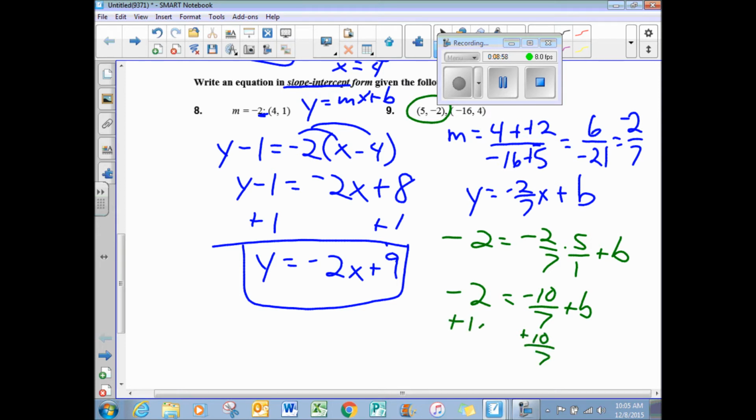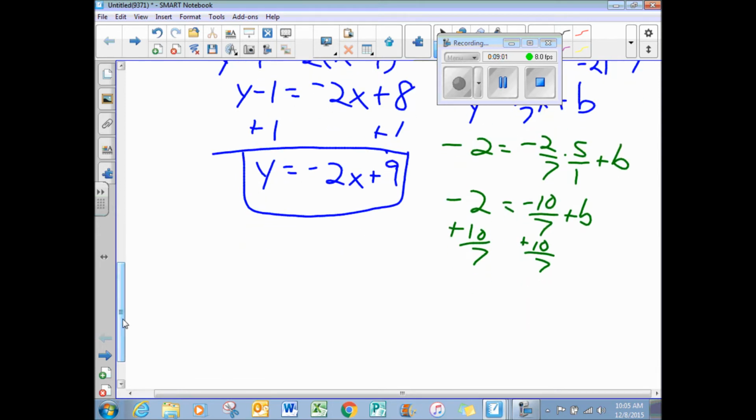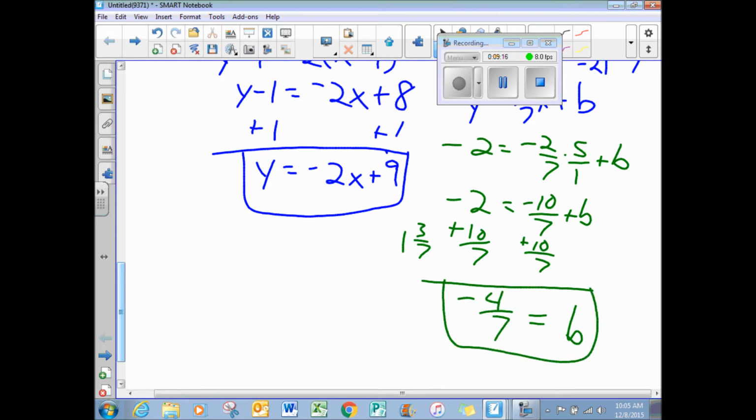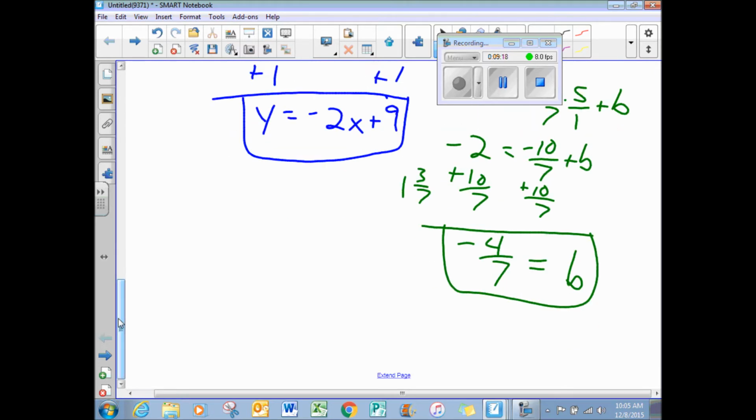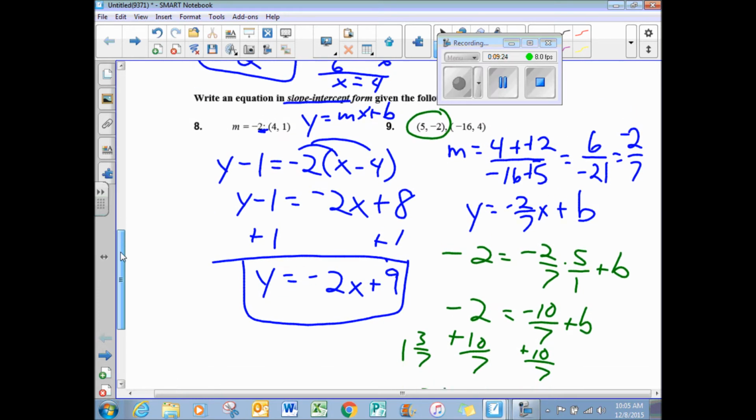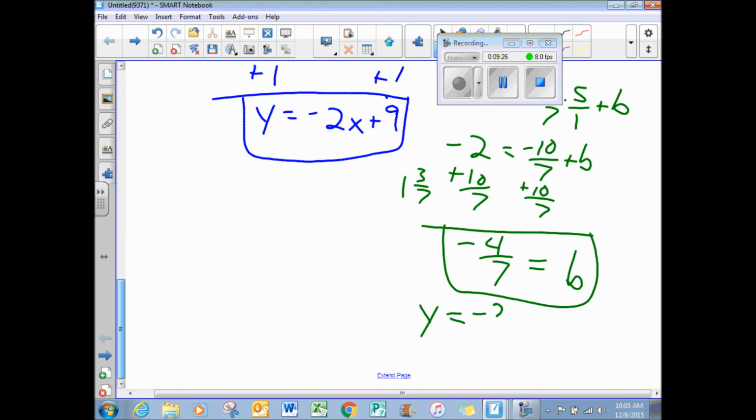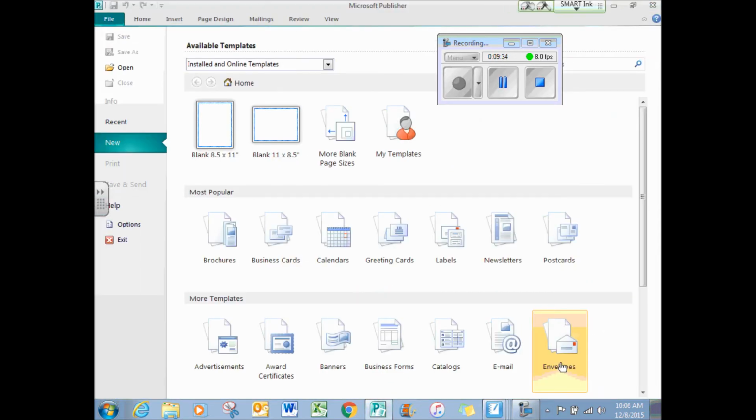That's the beauty of math. You can pick the way that works for you if there's more than one way. And I get b equals, this is 1 3/7, and this is 2, so you're going to have 4/7 left. And it's negative because that's negative. So what is my equation? My equation then becomes y equals my slope, which we found earlier was negative 2/7, negative 2/7 x plus negative 4/7. Someone asked me yesterday, can my y-intercept be something other than a whole number? And I said, of course it can.